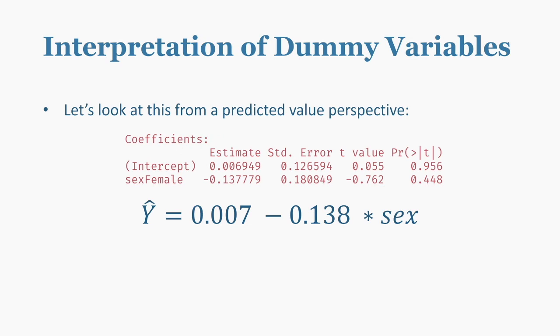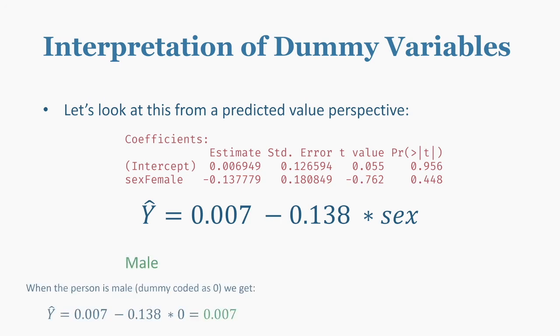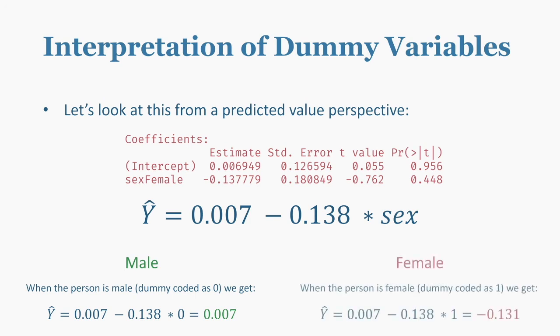Okay, so now let's look at the interpretation from the perspective of predicted values. From the output, we get the following equation: Y hat is equal to 0.007 minus 0.138 times our sex variable. So let's plug in our dummy code for males, which is 0, and we get Y hat equal to 0.007. And when we plug in our dummy code for females, which is 1, we get Y hat equal to negative 0.131. Sorry.